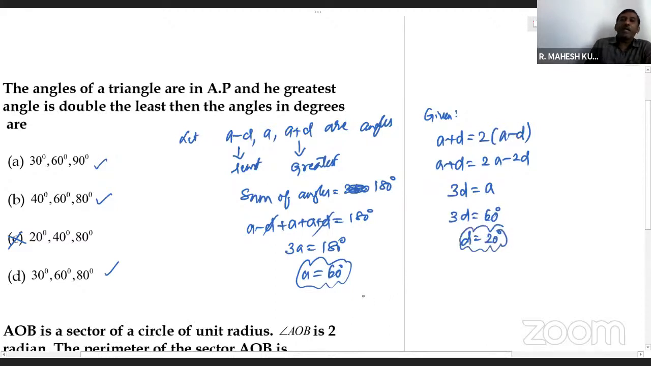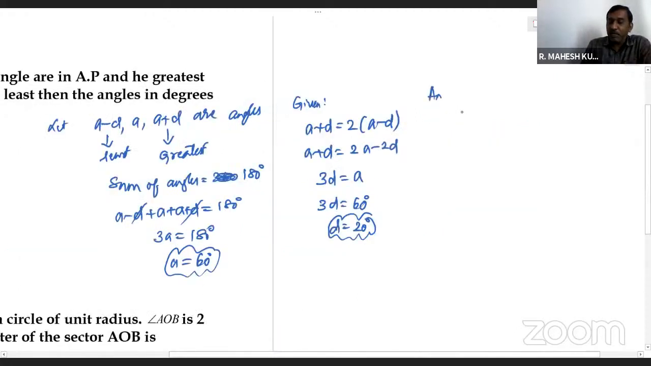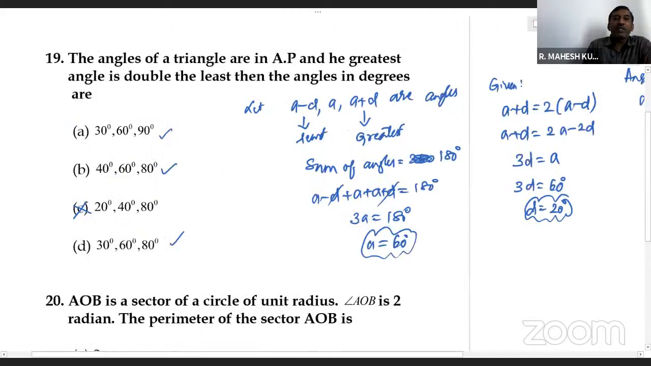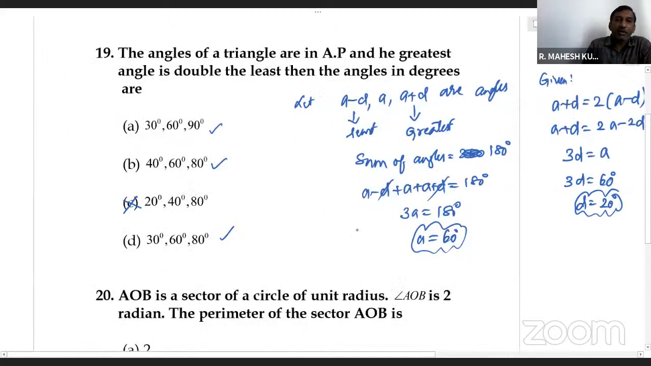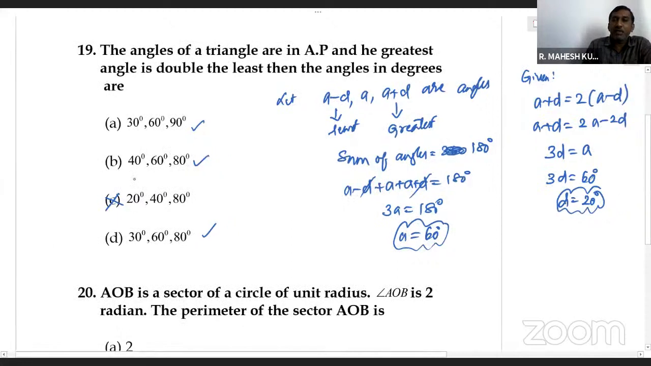Now what are going to be the required angles? What are the required angles here? First one is A minus D. A is 60 degrees minus 20 degrees. So this is going to be 40 degrees. First one should be 40 degrees. So which option has 40 degrees? It is only in option B. That itself is going to be the correct answer.